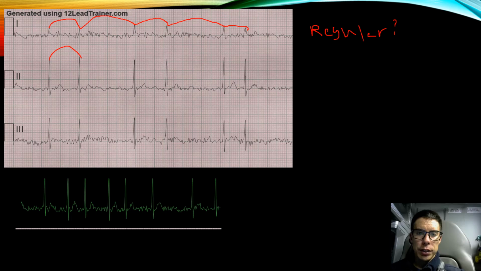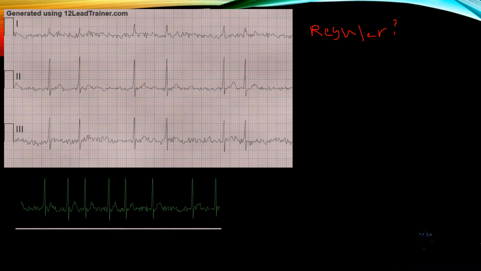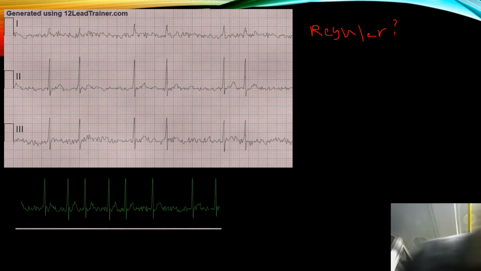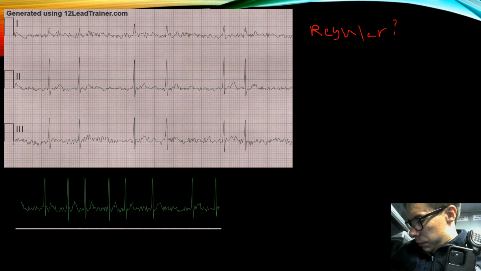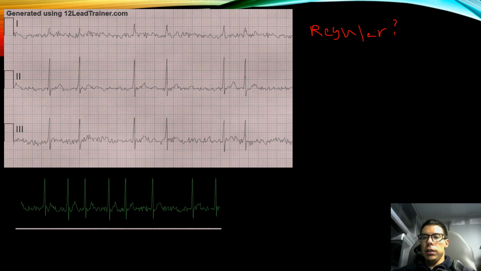I'll do it on this one too, just because these are easier to see. So, is that regular? From there to there, there to there, there to there, there to there, and there to there? No, not at all. So, this is an irregular rhythm.